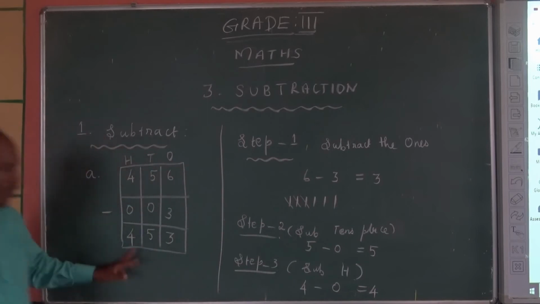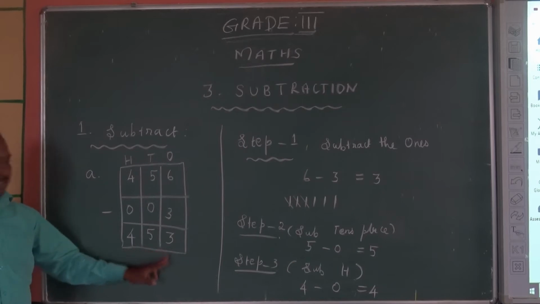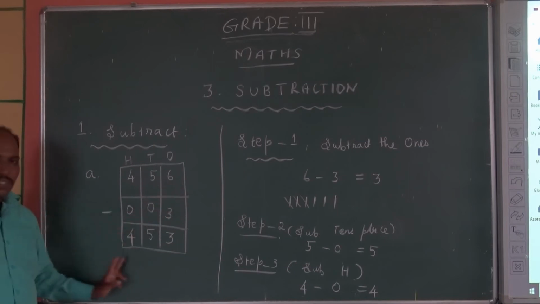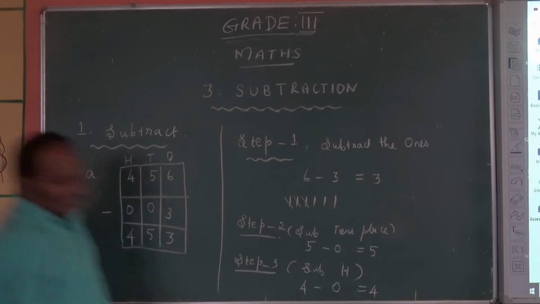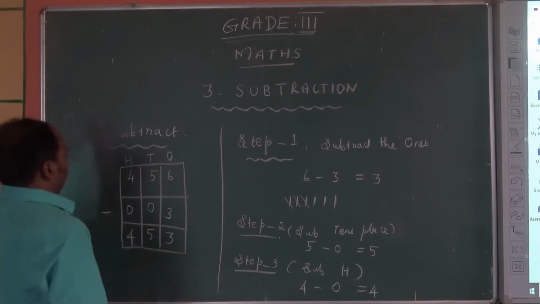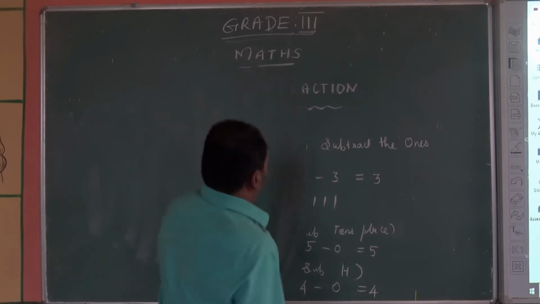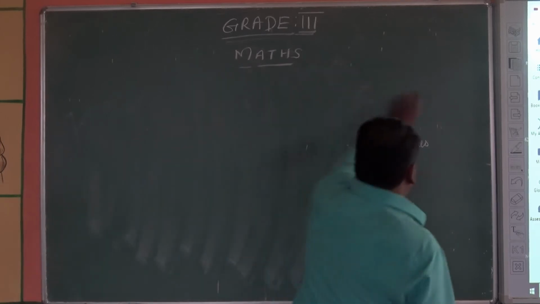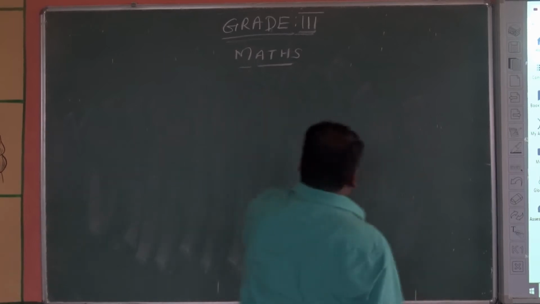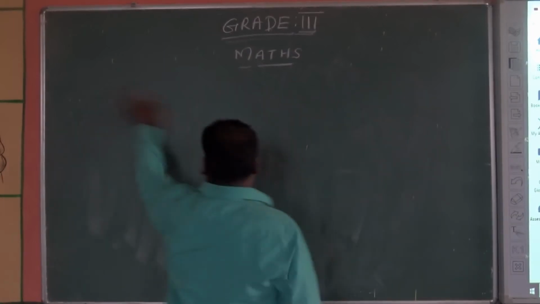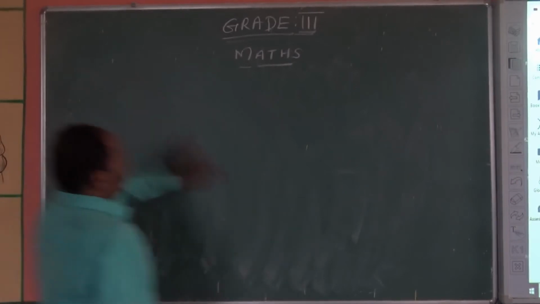So the answer is 453. The number 3 subtracted from 456 is equal to 453. The next one, B part.